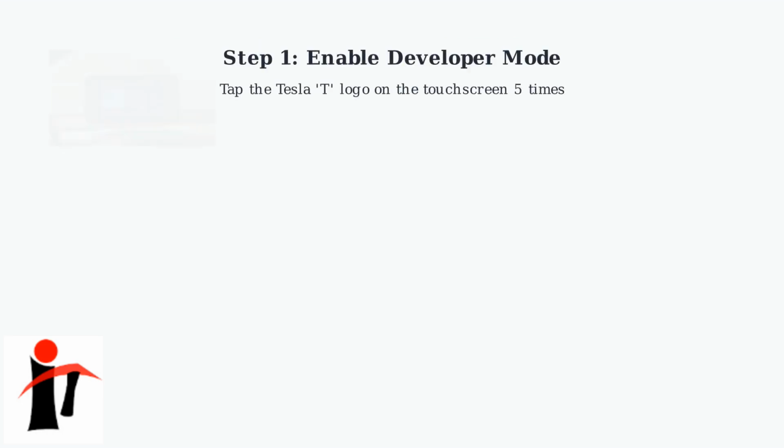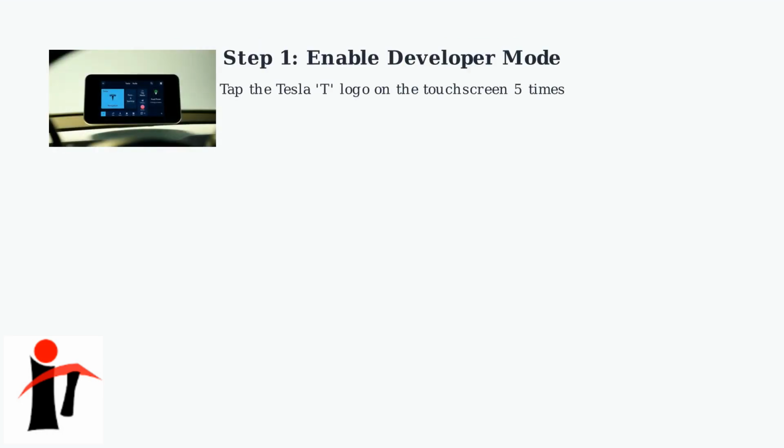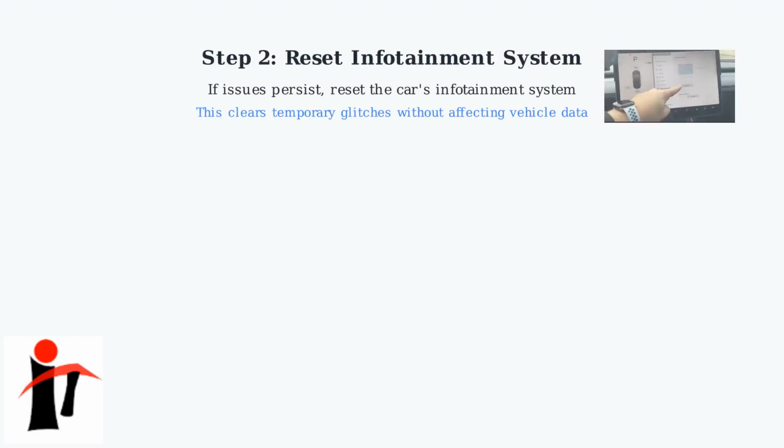For deeper troubleshooting, start by enabling developer mode in your Tesla. This unlocks hidden settings that can help resolve app and Toybox issues. Simply tap the Tesla T logo on your vehicle's touchscreen 5 times quickly. If the developer mode doesn't resolve the problem, proceed to reset the infotainment system. This clears any temporary software glitches that might be interfering with the fart mode or other Toybox features.